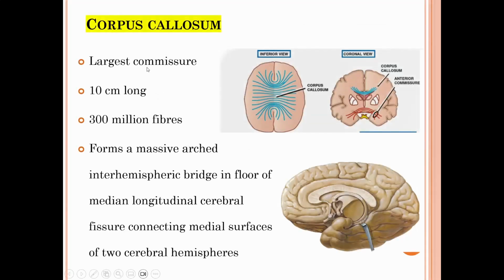Now first is corpus callosum. So corpus callosum is the longest or largest commissure. It is 10 centimeter long and it has 300 million fibers. It forms a massive arched interhemispheric bridge in the floor of the medial longitudinal cerebral fissure, connecting the medial surface of two cerebral hemispheres.